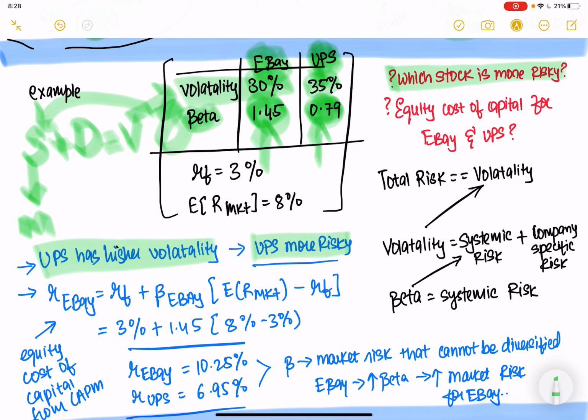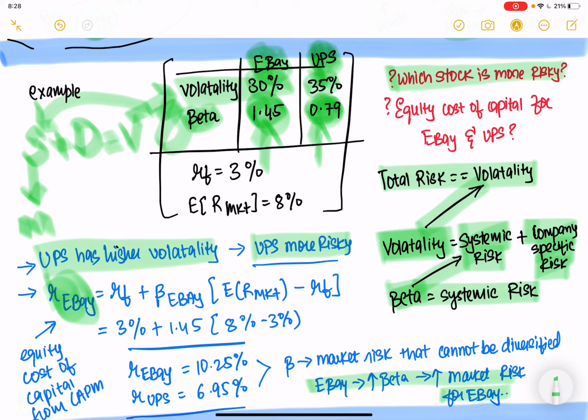And we can also calculate what's the rate of return that's expected from eBay, right? And we'll get into that. But basically, volatility is systemic risk plus company specific risk. Beta equals systemic risk, and volatility equals total risk. So from a total risk standpoint, more volatility, it's worse. But from a diversifiable risk standpoint, I would say eBay is higher in terms of market risk, right?